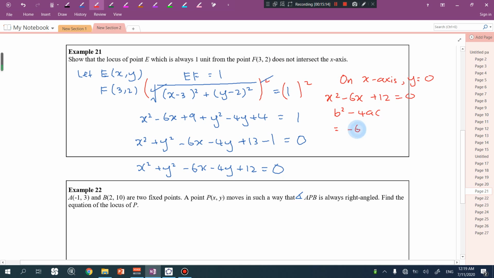So b squared minus 4ac. So the b is over here, the a is 1, the c is 12. So b squared minus 4ac, this is minus 12, less than 0, so no real roots. So it means that this locus does not intersect the x-axis.